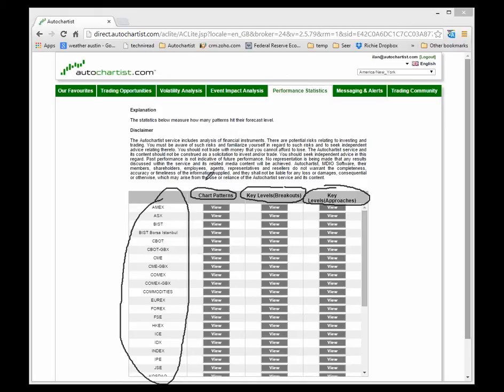Here is an opportunity on CAD JPY. As you can see, there's an arrow in the direction that Autochartist thinks the price will go, because it identified a resistance level around 104.90, and obviously 104.90 is the forecast level. So this is a forecast level. That is an approaching key level.